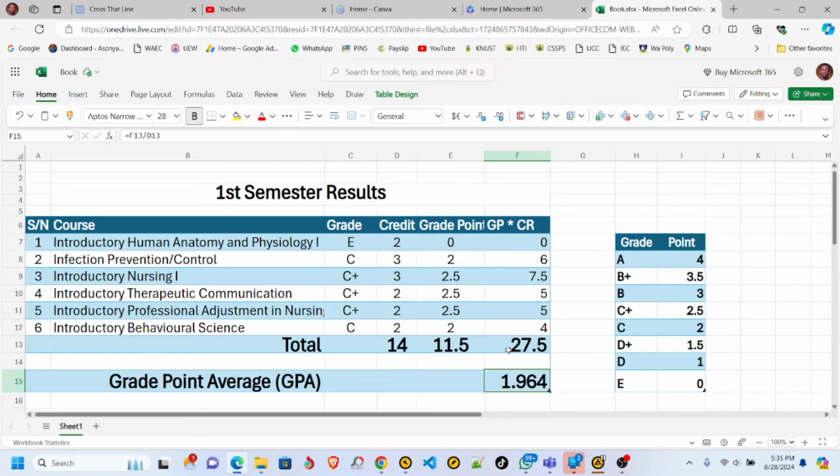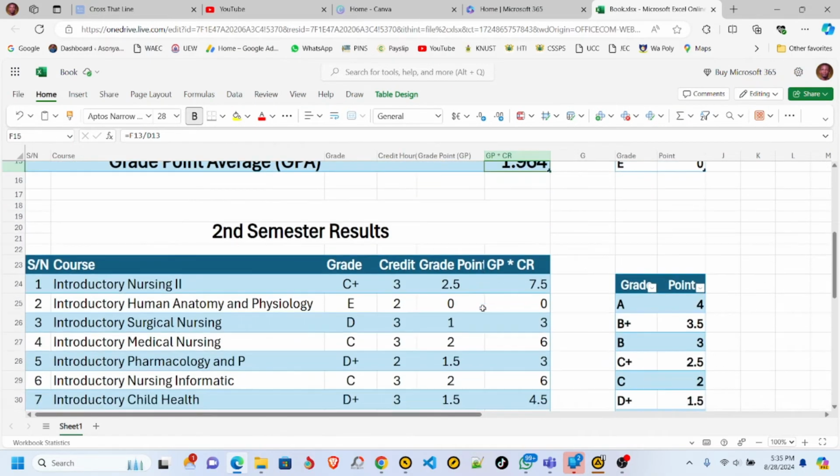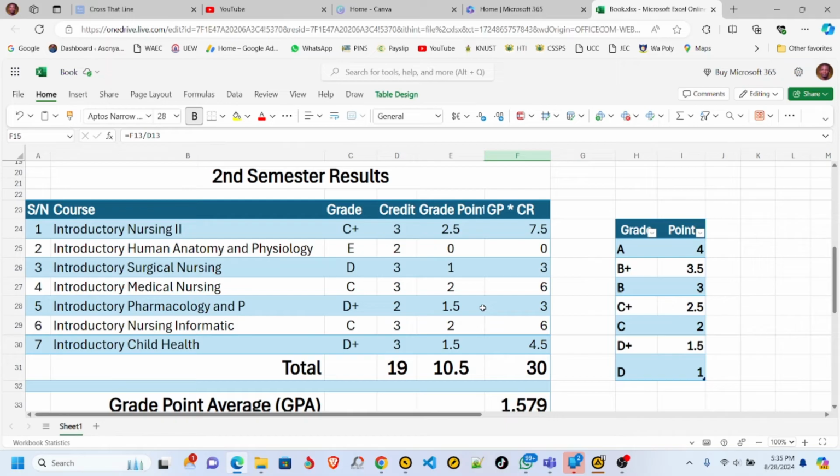Now let's go to the second semester. It's the same formula: credit hour multiplied by grade point. So let's say in this second semester the person sat for 7 courses: introductory nursing 2, anatomy, surgical nursing, medical nursing, pharmacology, nursing informatics, and then child health. And these are the grades the person had. The person had E again in anatomy.